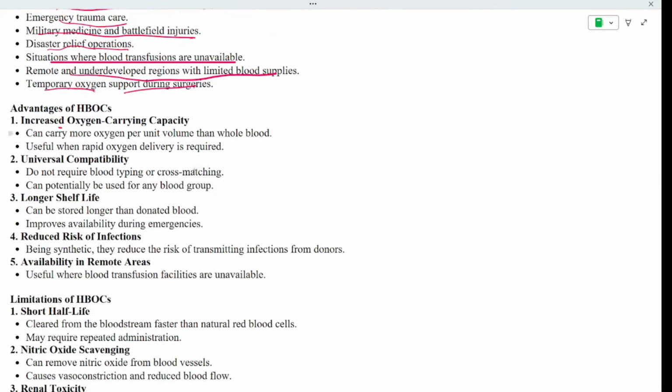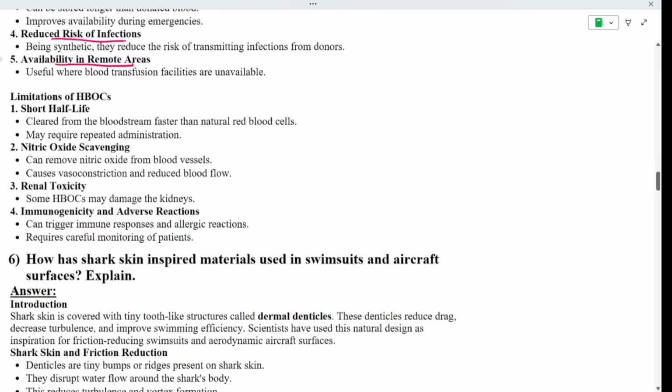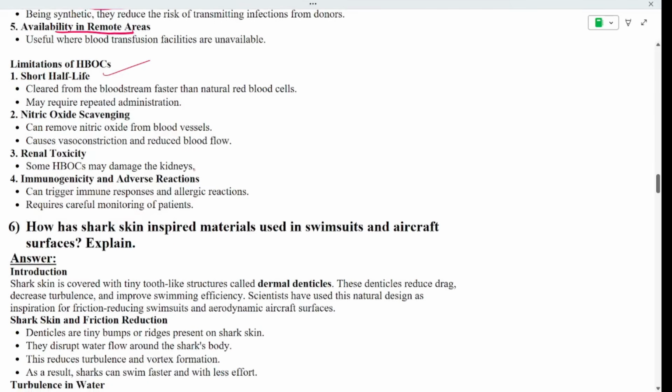Advantages you can see: increased oxygen carrying capacity, universal compatibility, longer shelf life, and reduced risk of infections, and it will be available in remote areas like villages where blood is unavailable. Limitations are a short half-life, nitric oxide scavenging, and renal toxicity a bit. It can damage the kidneys and all. Adverse reactions can happen for some people.